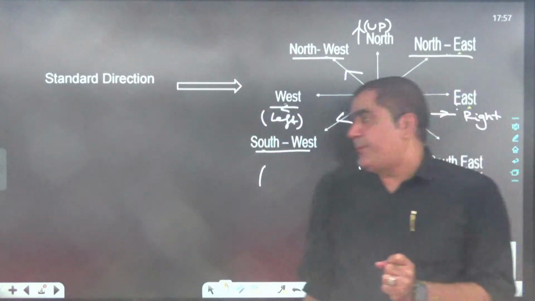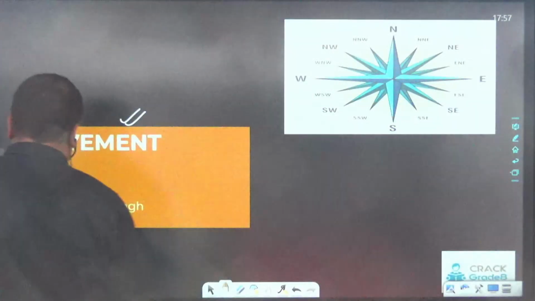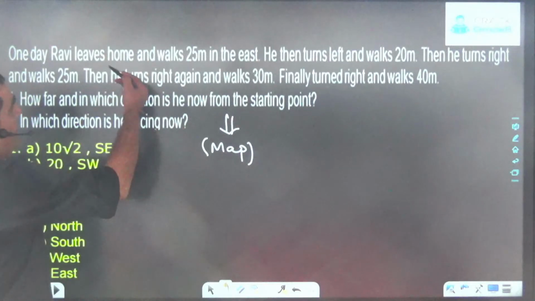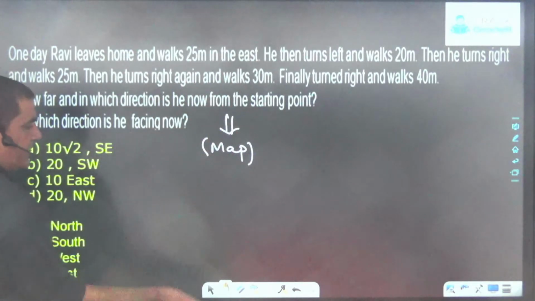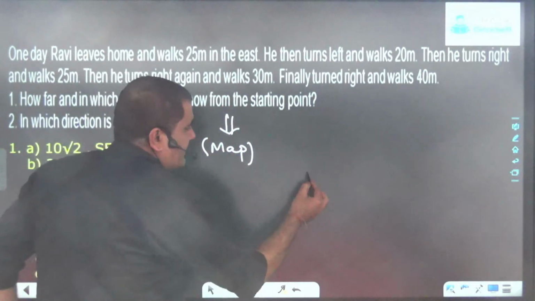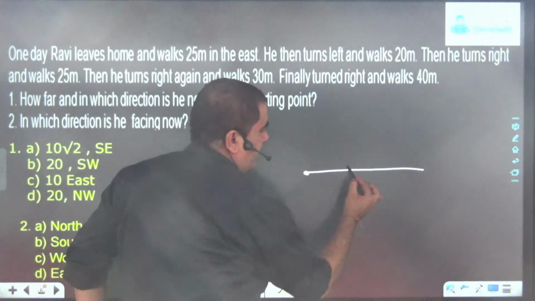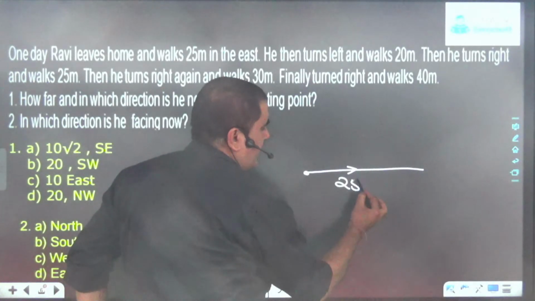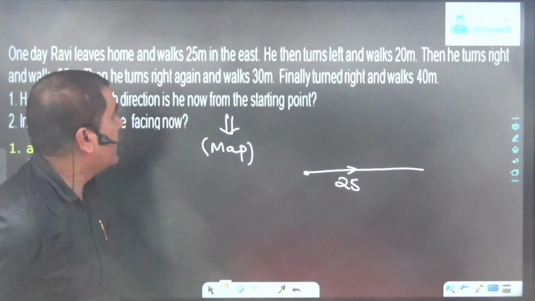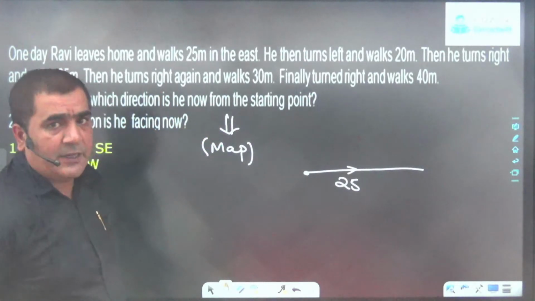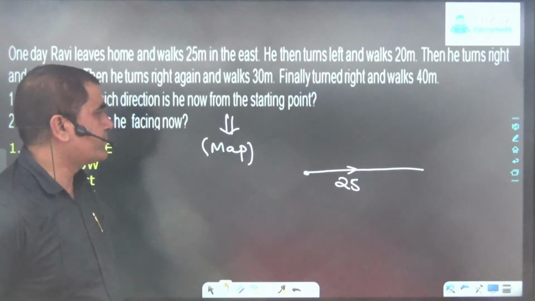Like if you just see the problem, what are they saying? They are saying one day Ravi leaves home and walks 25 meters in the east. Let's say I am assuming Ravi starts from this place. So east means right. So Ravi will go in the right direction. And how much distance will he cover? He will cover 25 meters. Okay, this is the way you have to start in the problem.